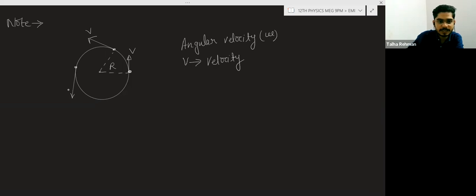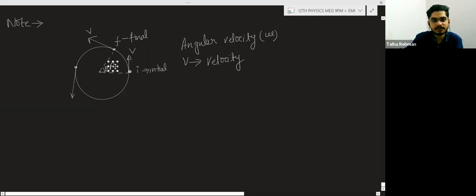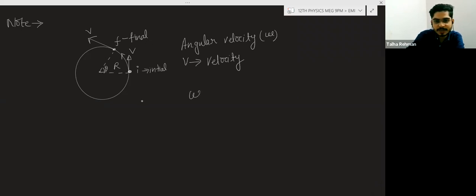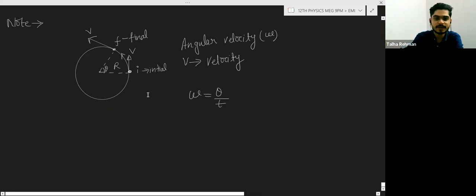Suppose this particle is initially at this point and finally at this point. This is the initial condition and this is the final condition. The angle subtended by this initial and final position is theta. The particle has moved from initial to final, so it has swept an angle of theta. So what is omega? Omega is equal to the angle swept in a given time. The angle theta swept by the particle in moving from the initial to the final position, divided by the time taken, is known as the angular velocity, that is omega.